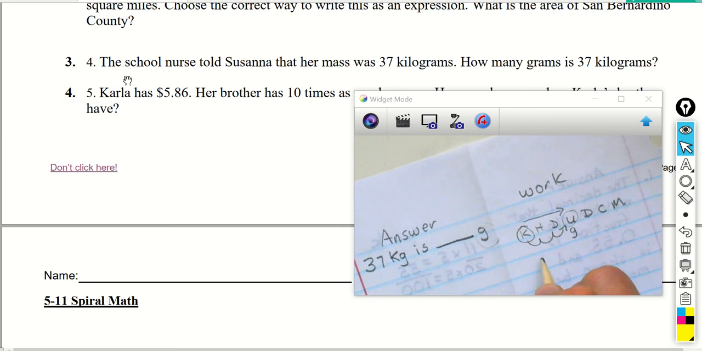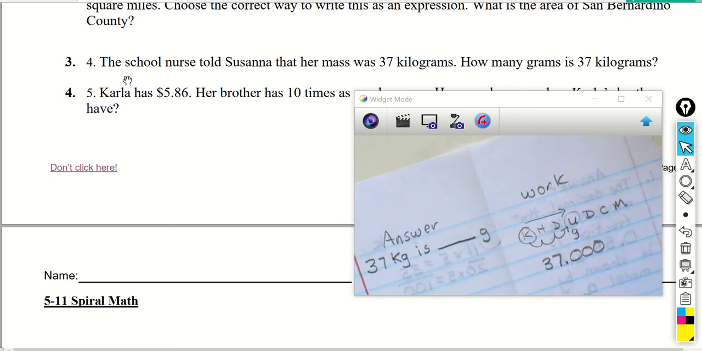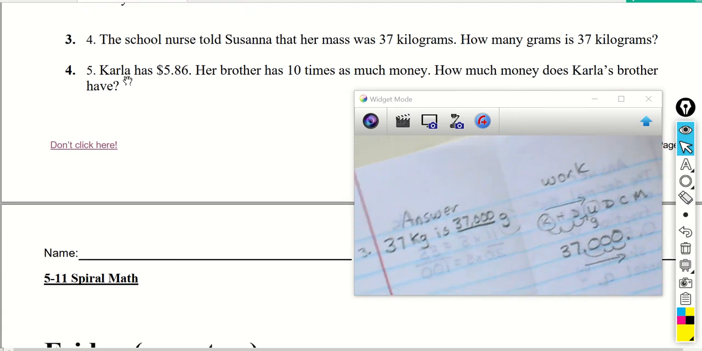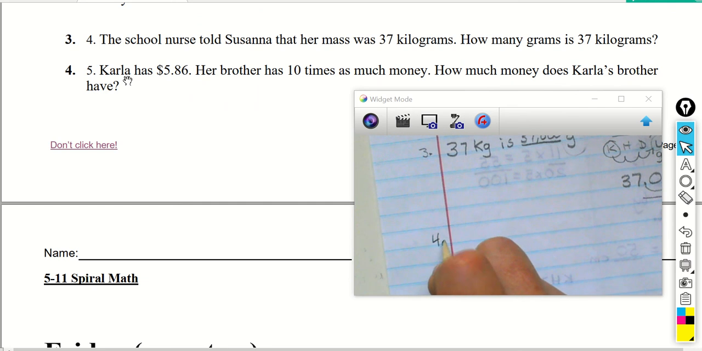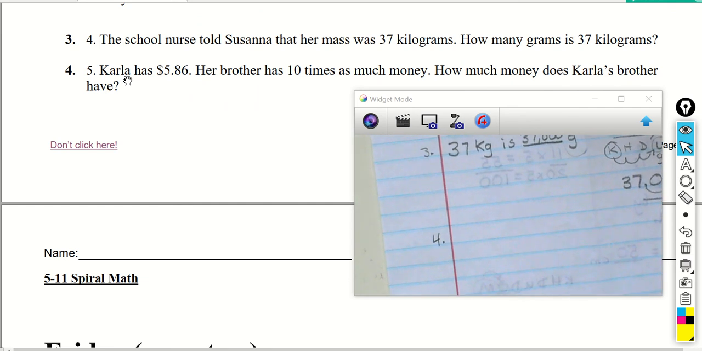So I'll go ahead and take 37. I'm going to add a decimal at the end. I'm going to add a few zeros to make it easy for me to jump. And I'm going to go ahead and make that jump to the right. 1, 2, 3. 37 now becomes 37,000 grams. All right, let's move on to number 4. This time Carla, and I know it's confusing, there's a 5 there. The 5 doesn't mean anything. Carla has $5.86. Her brother has 10 times as much money. How much money does Carla's brother have? All right, let's go ahead and write an answer sentence.